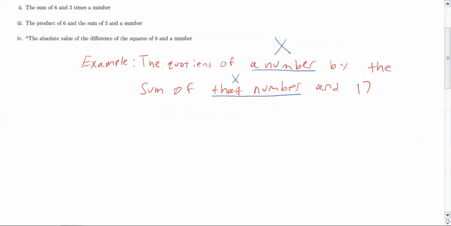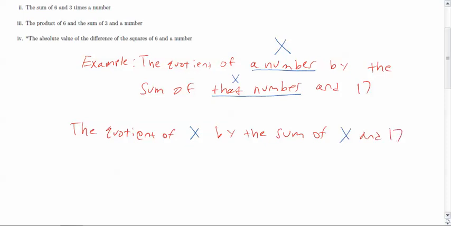So now I'm going to rewrite our problem. We have to write an algebraic expression for the quotient of x by the sum of x and 17. And already this is getting easier to read. We don't have this annoying a number thing. This is somewhat clunky and doesn't sound that good. This is better. Let's keep going.